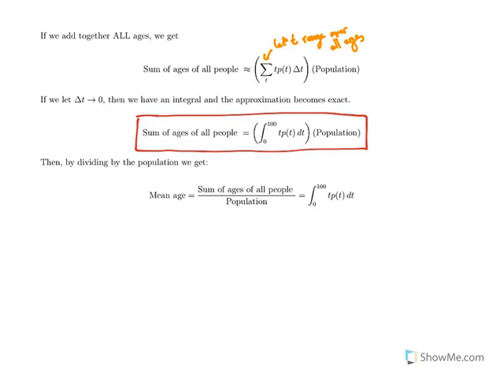If we then divide by the population on both sides of that equation, we get that the mean age, which is the sum of ages of all people divided by the population, is just going to be equal to that integral, 0 to 100, t P of t dt. Again, the most important thing to remember in this equation is there is an extra t in that equation.